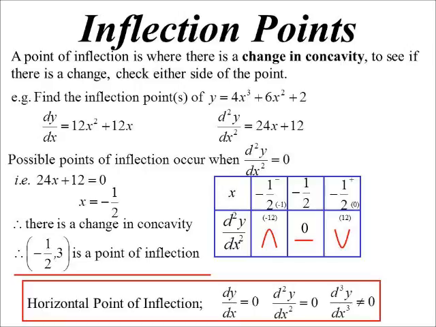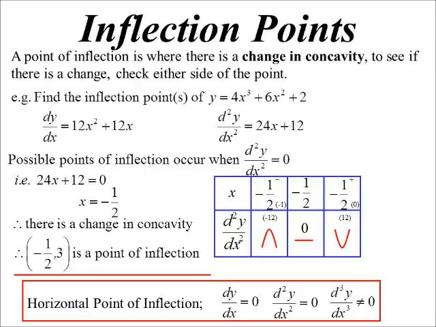A horizontal point of inflection is a very special type of inflection point. It's one which is also stationary. So it's a stationary point and it is an inflection point, and I guess the classic is y = x cubed. Some people make the mistake when they're drawing their sketches of trying to make all inflections horizontal points of inflection, but they're not. They're only the ones that are stationary.